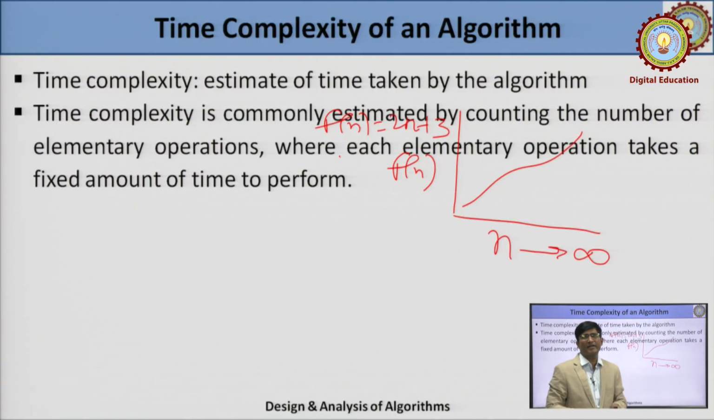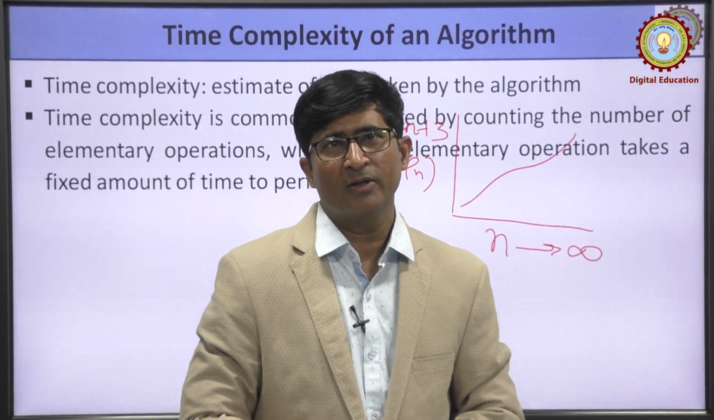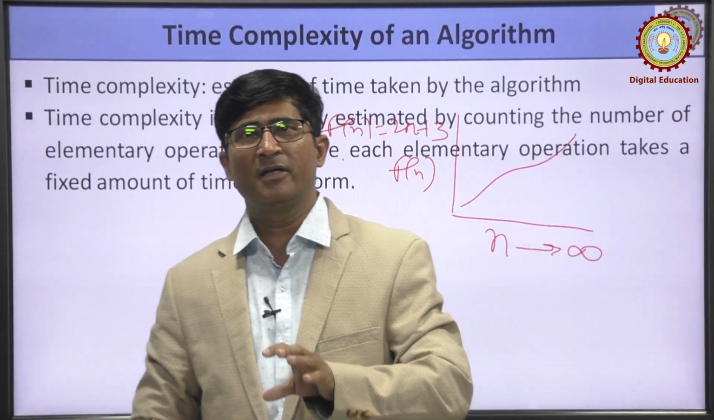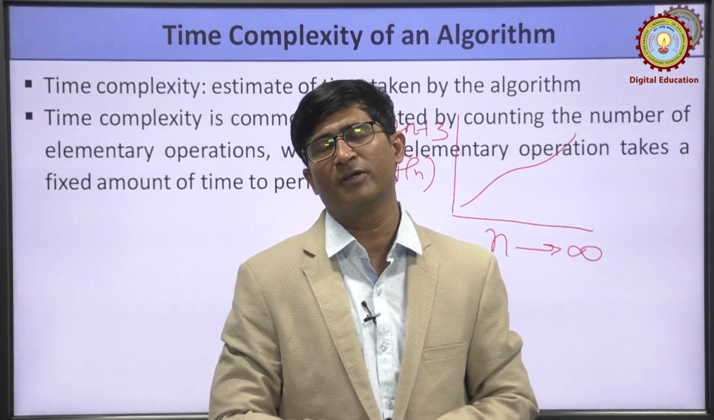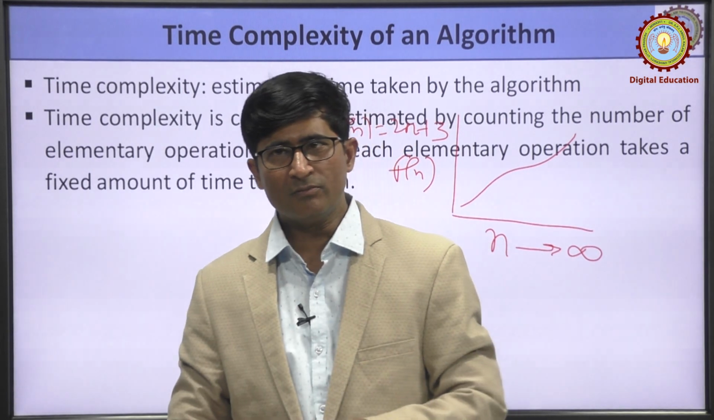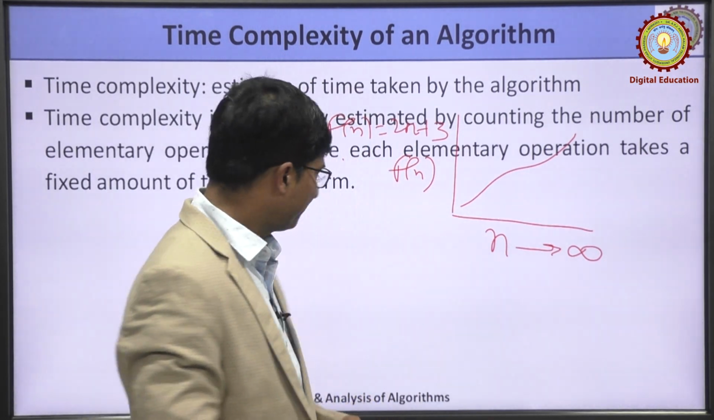Now, how is this actually done? The time complexity is basically estimated by counting the number of elementary operations. And what are elementary operations? We did that in the first lecture: rather than applying the step count method, where we count the frequency and the total count for each and every step, we pick up the elementary operations. The time complexity is nothing but how these elementary operations scale up with increasing values of n, and that is how we compute the time complexity.